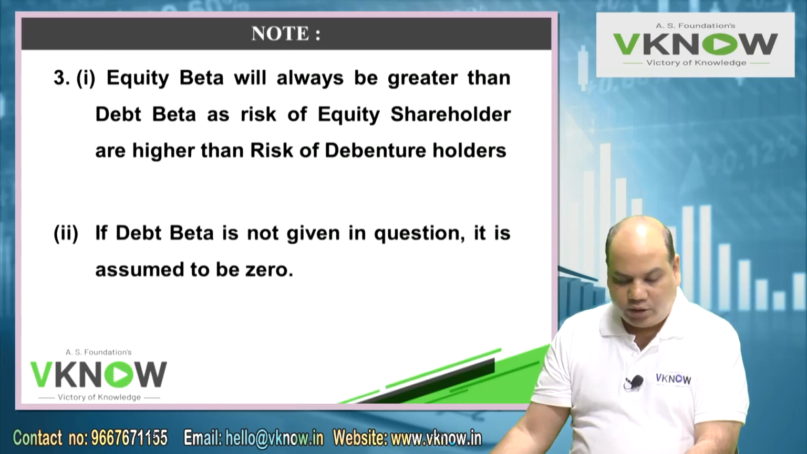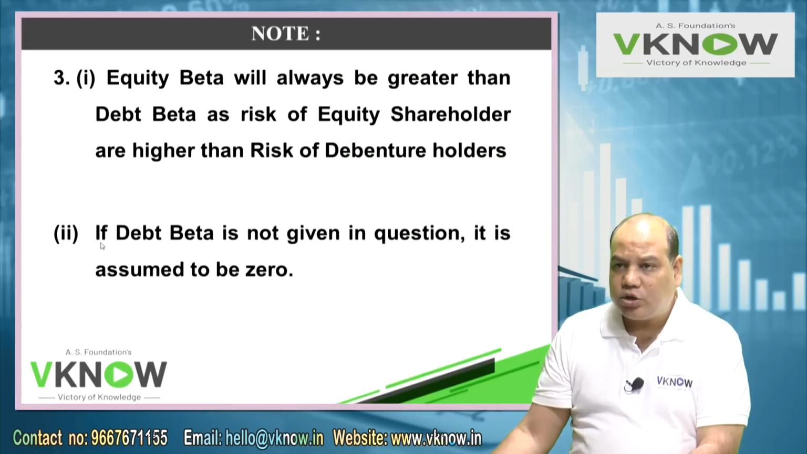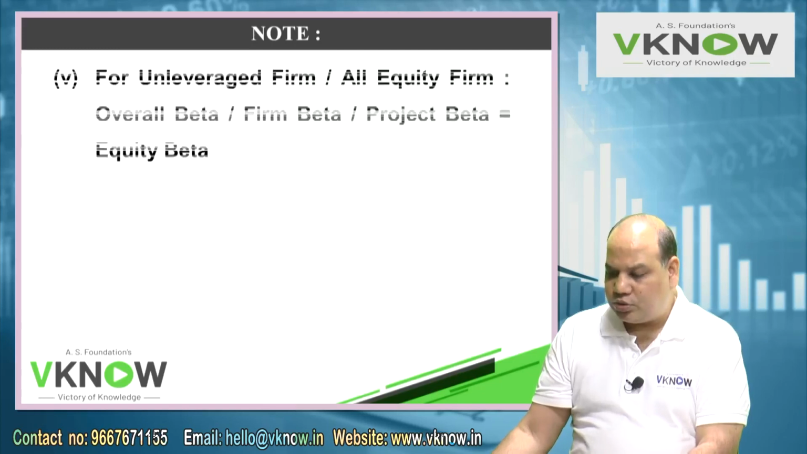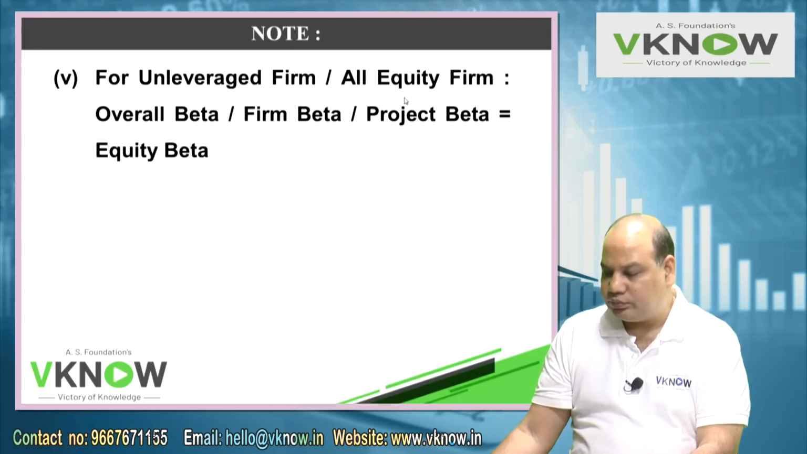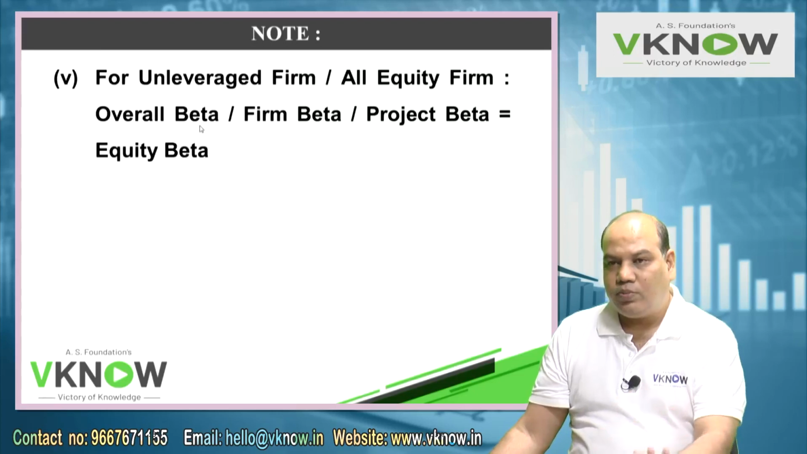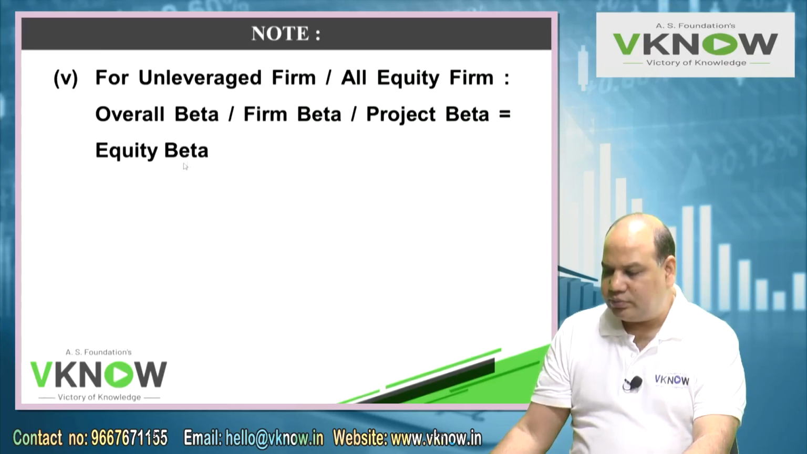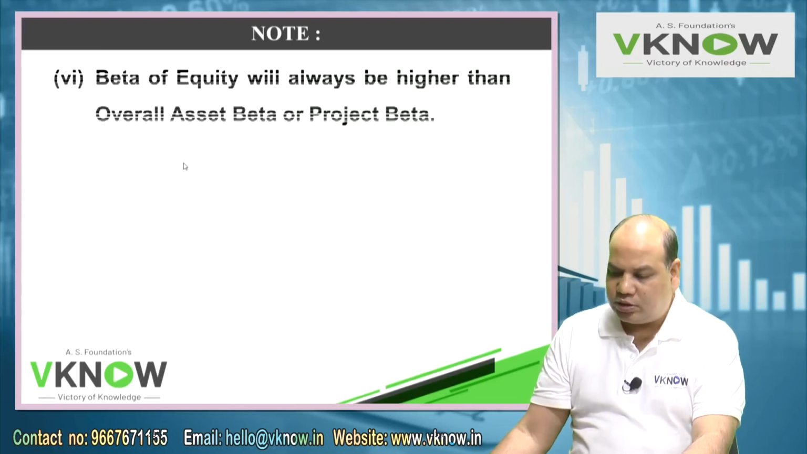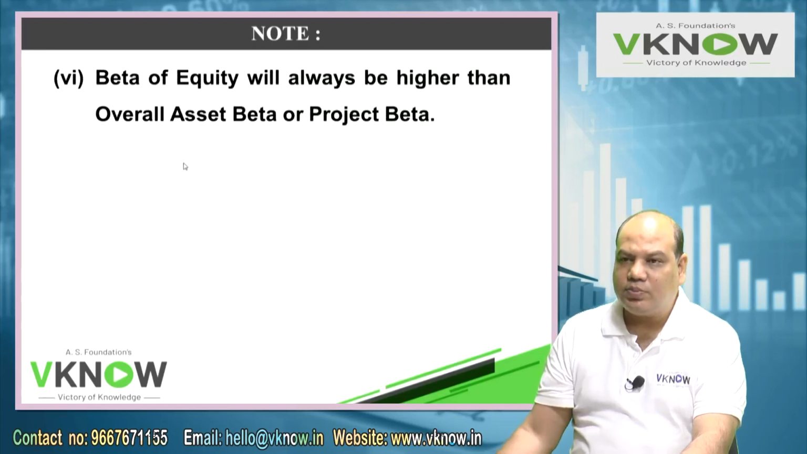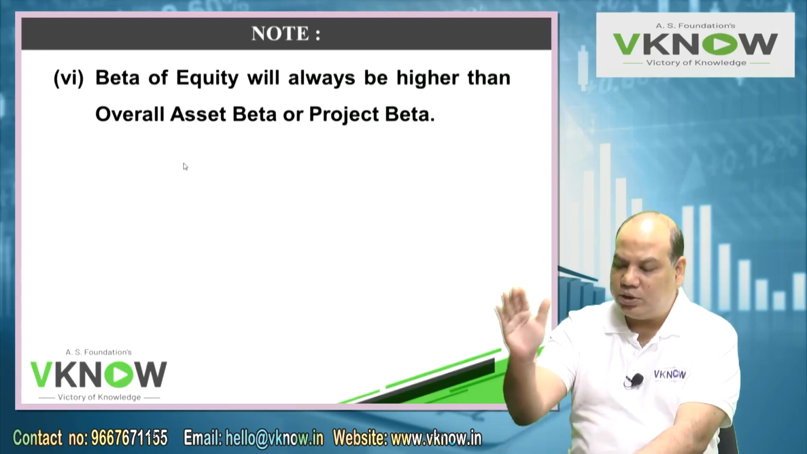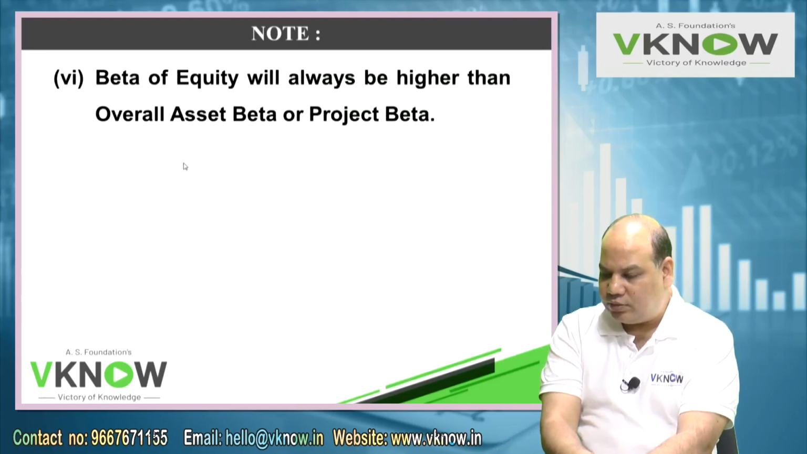Very important point now on the screen. If the beta of debt is not given, assume 0. For unleveraged firm, means all equity firm, their overall beta is equal to firm beta, equal to project beta and equal to equity beta. So for an equity finance company, overall beta, equity beta, project beta are equal.